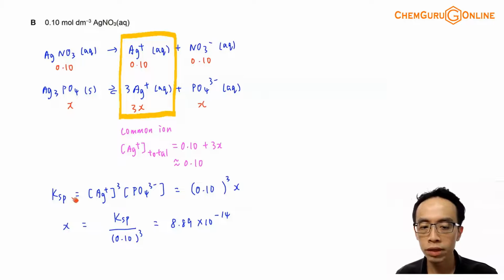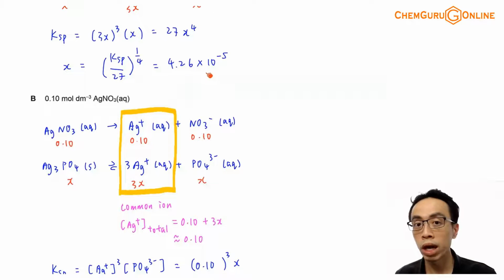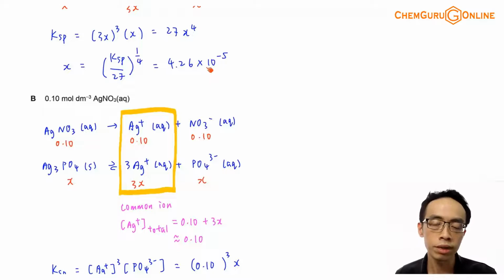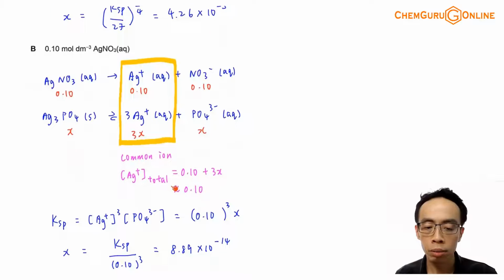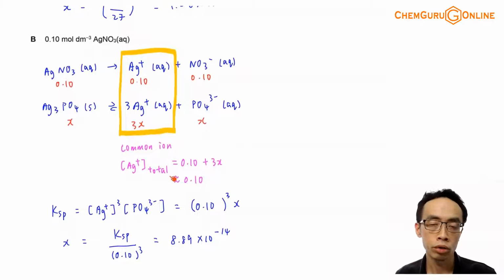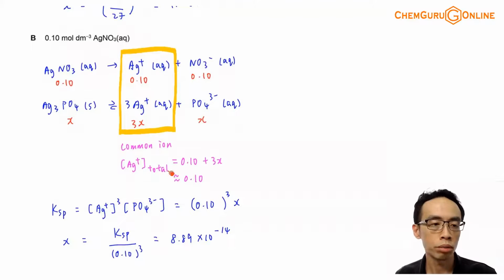I have an expression involving Ksp and solubility. I can solve for that. x is equal to Ksp divided by 0.1 to the power 3. So x will be 8.89 times 10 to the power of minus 14. Again, we notice that this value that we've calculated in part B is a smaller value than what we have in part A. So this is consistent with the common ion effect. Presence of the common ion will suppress solubility for my sparingly soluble salt.